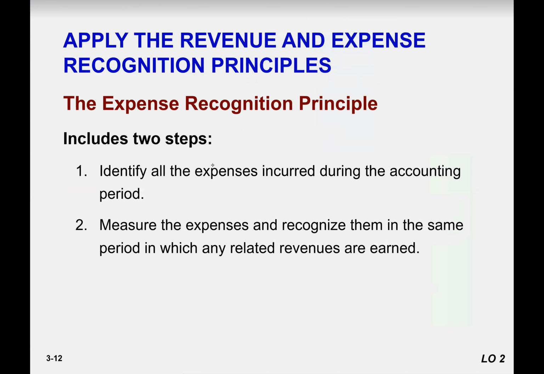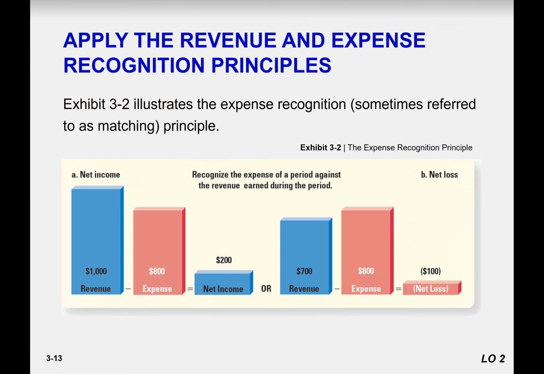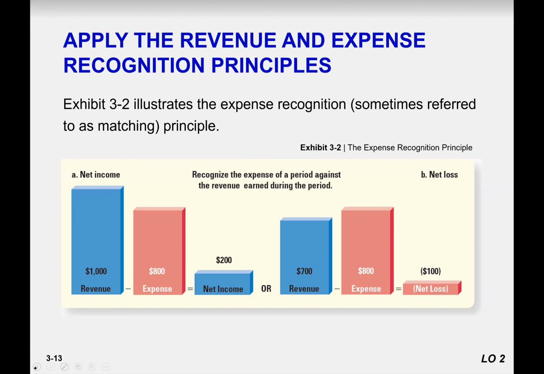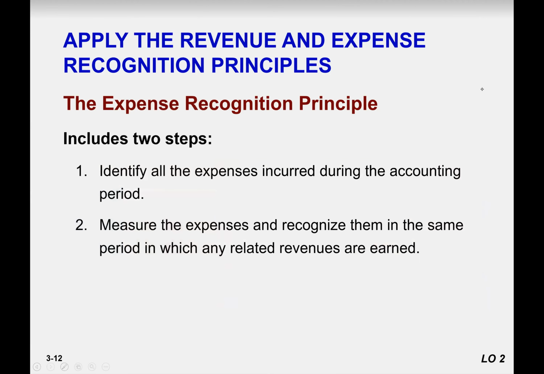Here we go. Now the expense recognition. What do we mean by expense recognition? Expense recognition means, similarly, you record the expense when incurred. Simple. It has two processes. Number one, identify all the expenses incurred during the accounting period, measure the expenses and recognize them in the same period in which they relate to the revenues as earned. Simple, like we talked about with revenue. Revenue is recorded when earned. Similarly, expense is recognized for the period.